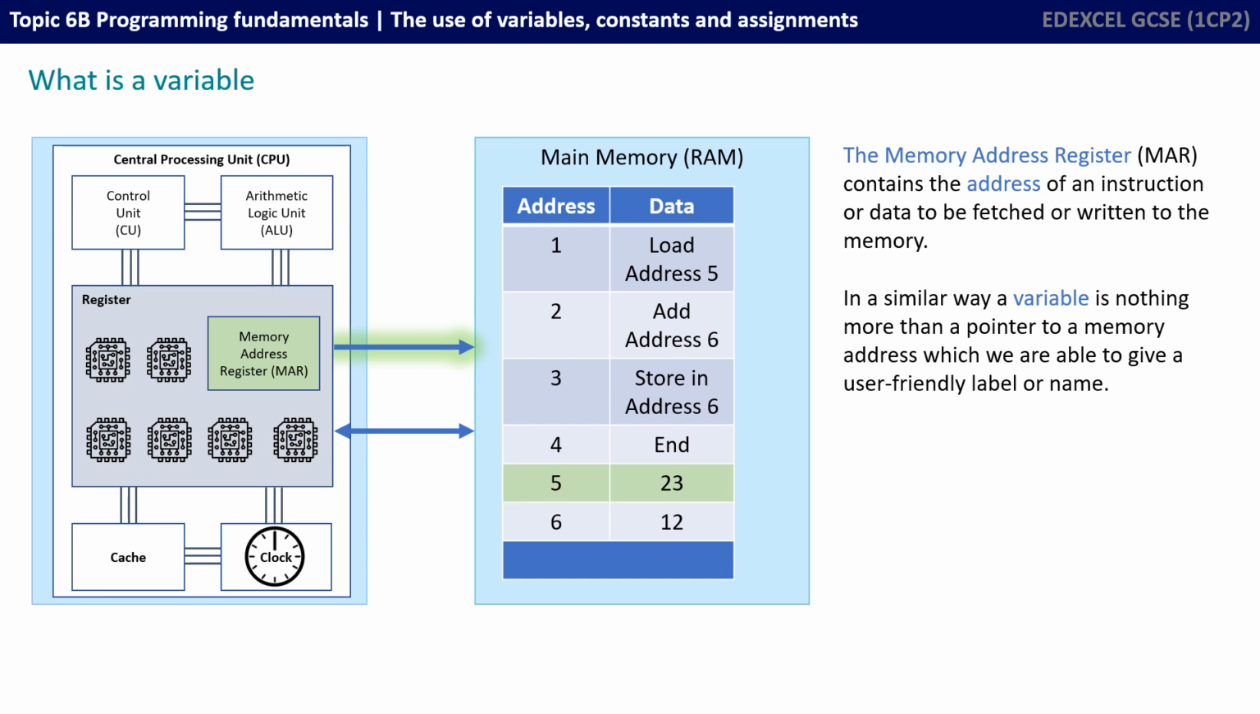When you were learning about the components of the central processor, you were being taught about registers, small areas of superfast memory that have a specific purpose. Although you don't need to know about the different types of registers, one of them is called the memory address register. At any one time, this contains the address of an instruction or data to be fetched or written to the memory. In a very similar way to this, a variable is nothing more than a pointer to a memory address which we're able to give a user-friendly label or name.